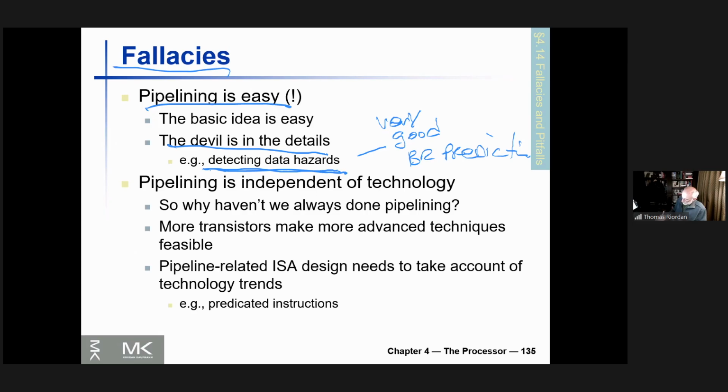So this is pretty obvious. Pipelining is independent of technology. Conceptually, what we're doing here, you could have always done. Well, why haven't we always done it? Well, it's obvious because we didn't have enough transistors to do it.